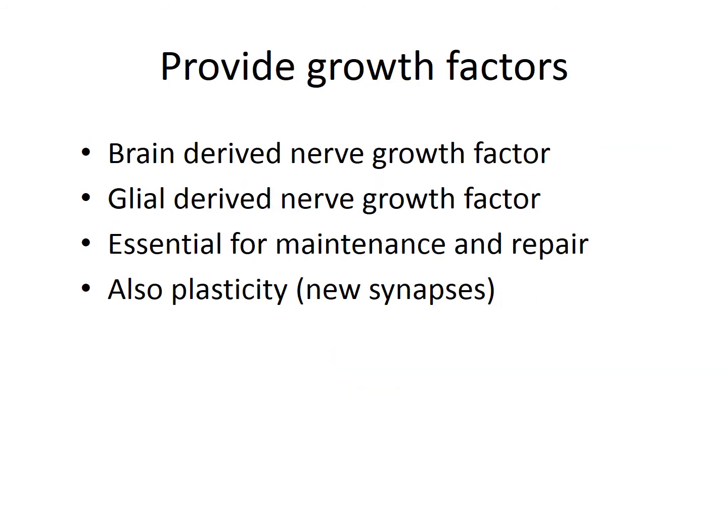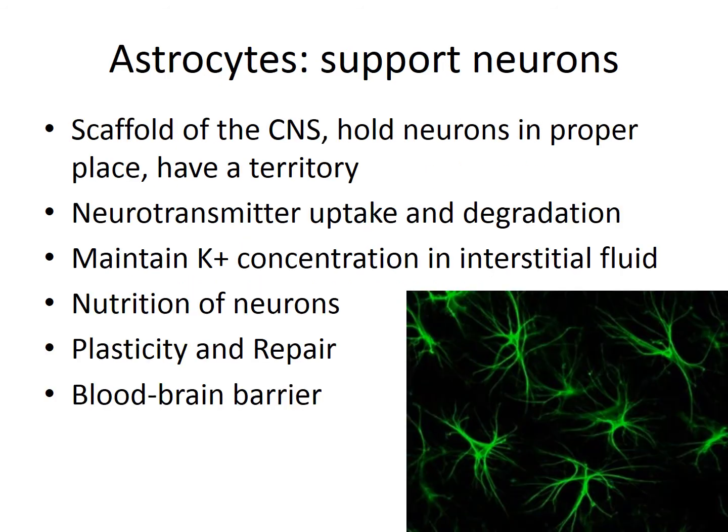Another function of astrocytes is they are able to make growth factors, both brain-derived and glial-derived nerve growth factors. So they make growth factors that help neurons in both maintenance function as well as repair. Also, when you make new synapses, that process is known as plasticity, and that's how you learn. When you learn, you make new synapses. When you have memory, you make new synapses. And that plasticity relies on growth factors produced by astrocytes.